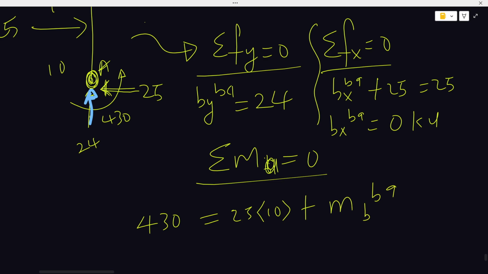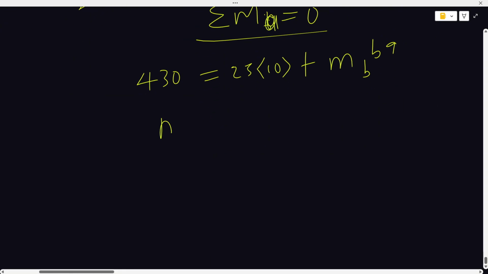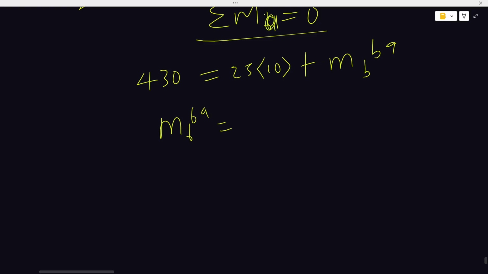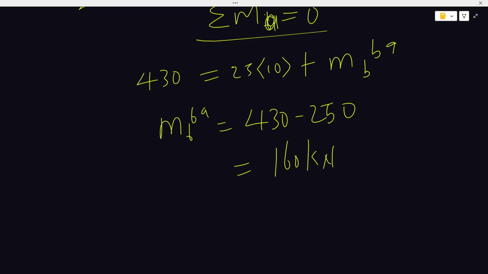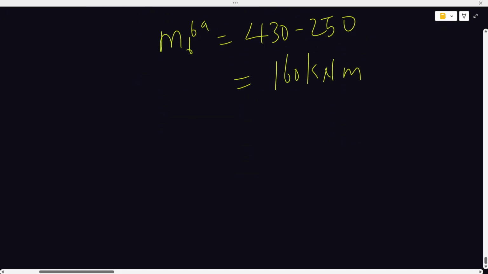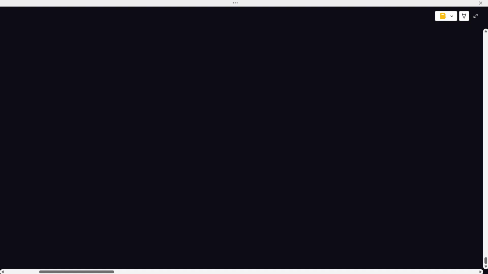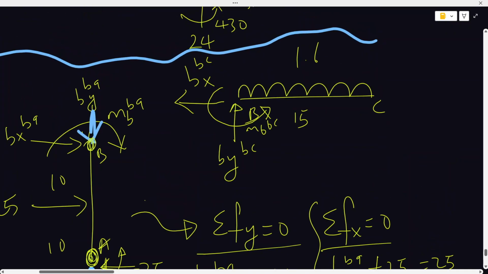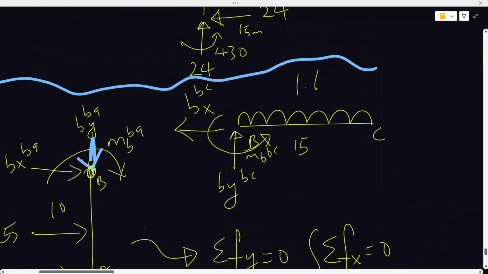So we can say that MBBA is equal to 430 minus 250, which is equal to 160 kilonewton meters. Thank God it wasn't negative, if not, I would have changed it. So the next thing is to now apply our equilibrium equation to joint B.